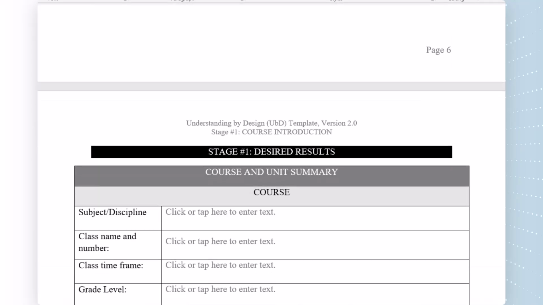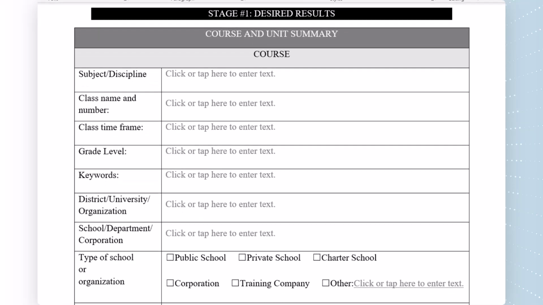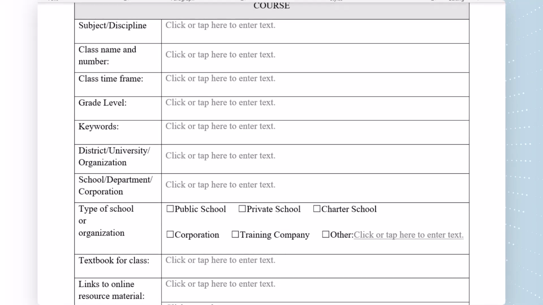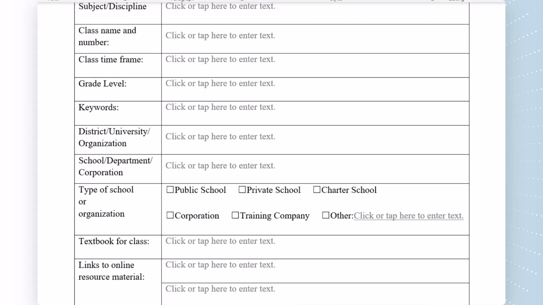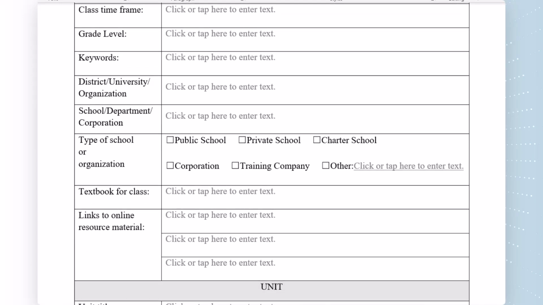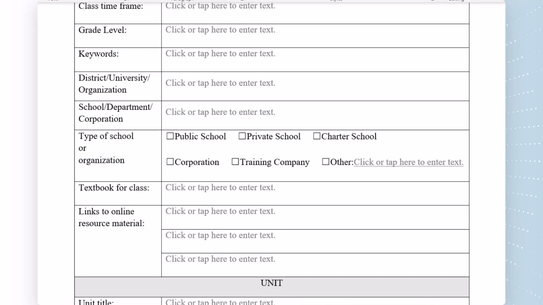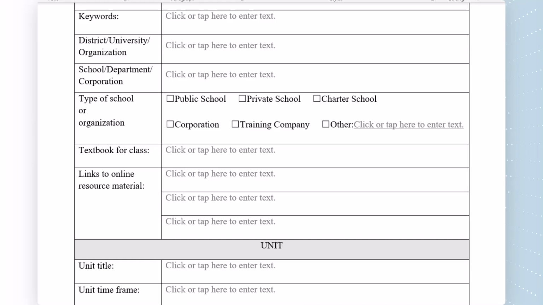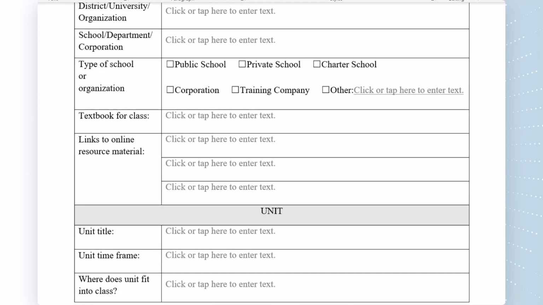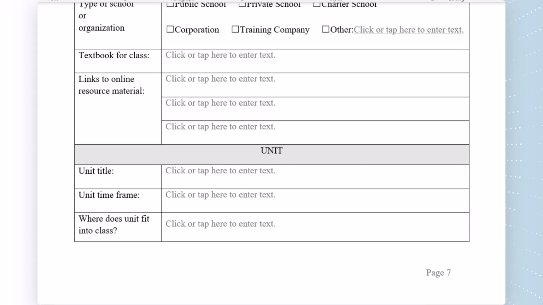The first part of Stage 1 is called the Course and Unit Summary. In this section, you are describing the subject, the course name, and the overall framework of time, grade level, and keywords that are used within the big picture course. You may even add in a specific organization that the course is made for, as well as what type of education setting there will be. If there's a textbook specifically used for this course, you will include it here, as well as online curriculum materials.